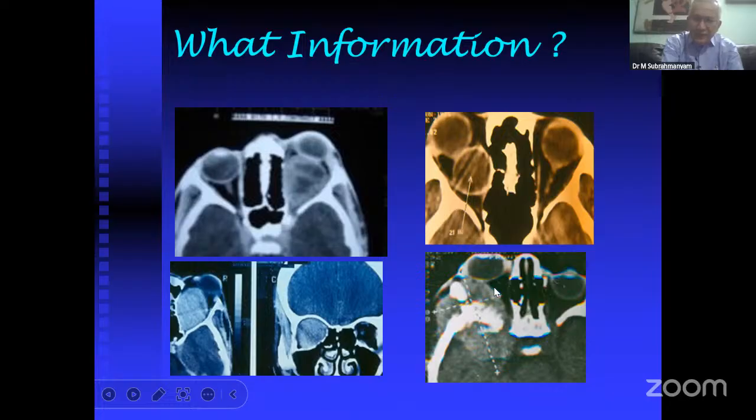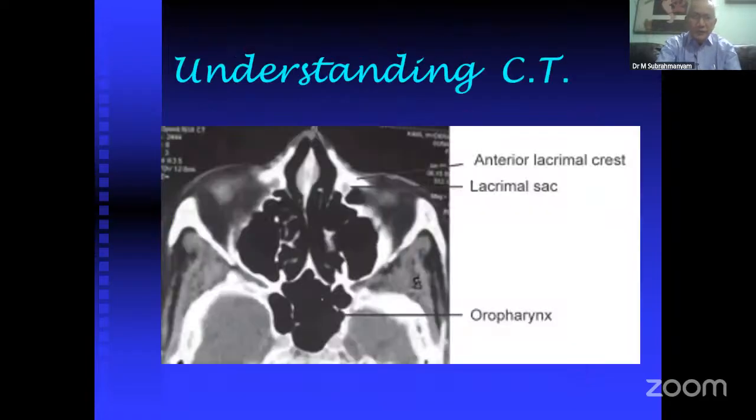Here you can see that there is a mass with borders which are not very clear-cut, and it has three components: an orbital component, an intracranial component, and it's extending into the temporal fossa. This is the hyperostosis of the sphenoid bone. This is a sphenoid-wing meningioma. So the diagnosis itself is written on the CT scan. It's very easy to make the diagnosis.